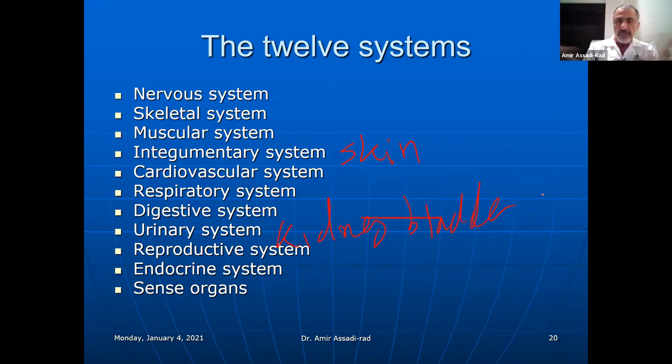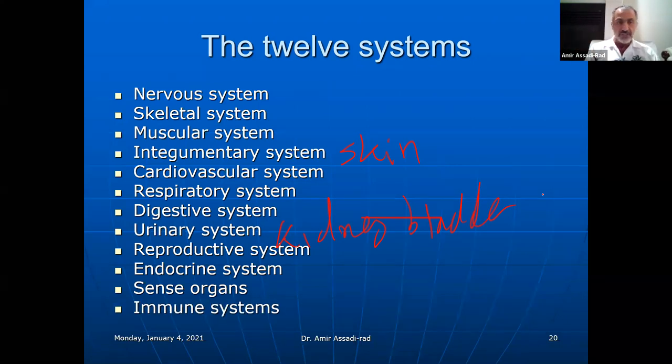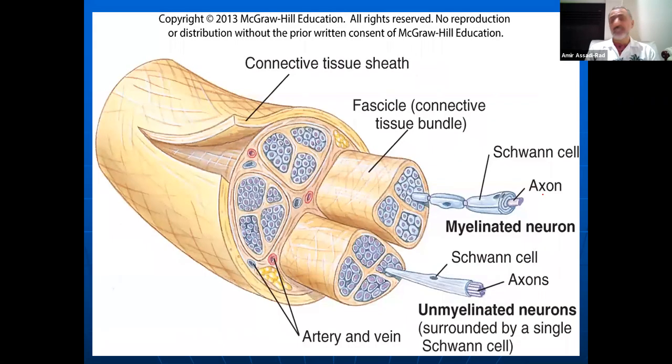But again, most textbooks refer to them as sense organs, but since it's long, they put it in different channels. And the immune system, your white blood cells and many other things. Okay, the very first system, let's talk about the nervous system.